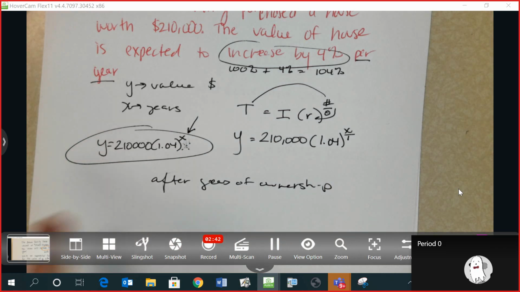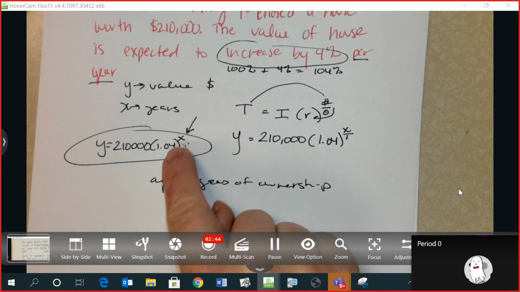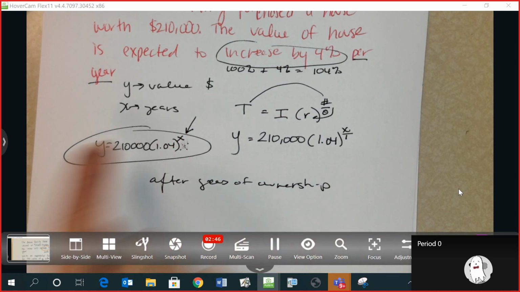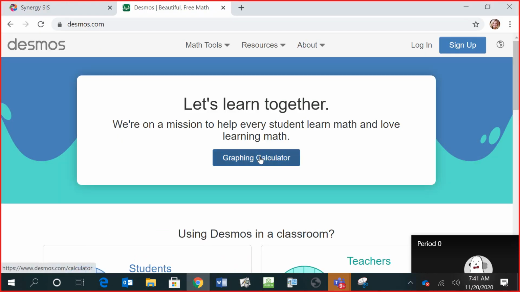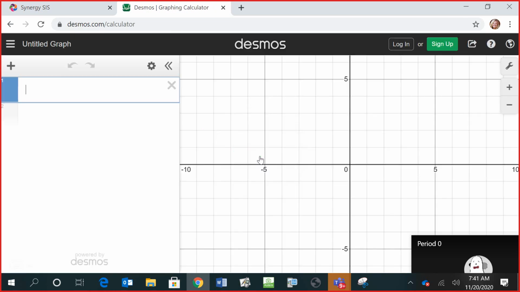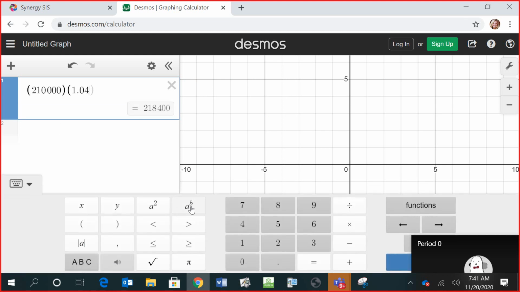And remember that when we do this, we follow PEMDAS. First we take care of this, and then we multiply it by the number out front. So I can just simply go into the Desmos calculator, the very basic Desmos calculator, and I'm going to type in 210,000, and I'm going to take it to the 1.04, and raise that to the 10th.